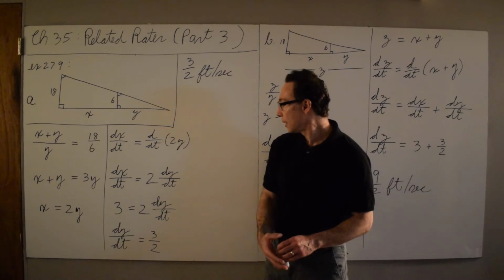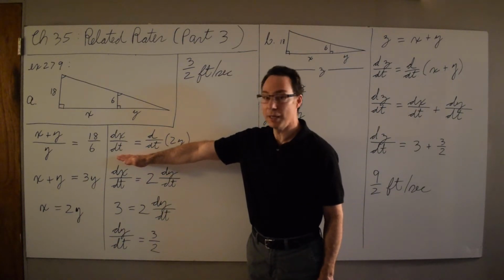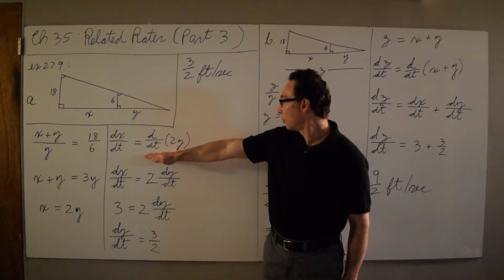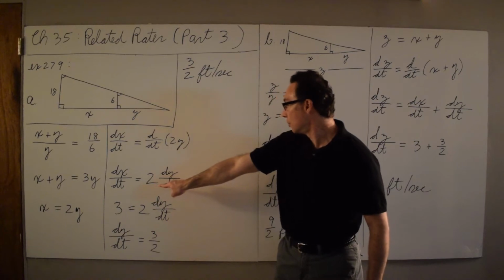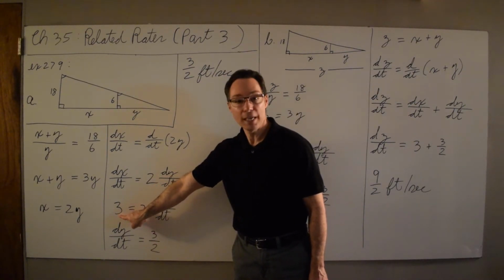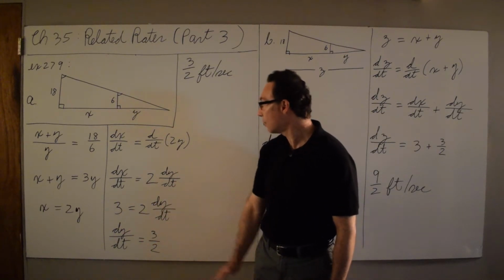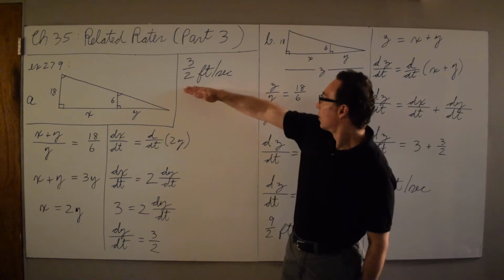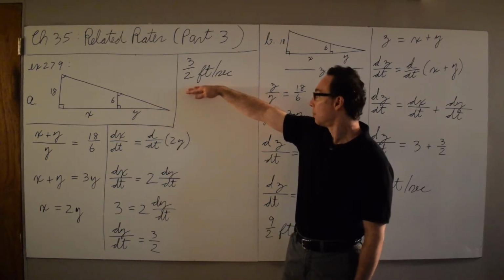So now we'll take the derivative with respect to time of both sides. So we have dx dt. The derivative with respect to time of 2y. So we have dx dt is 2 dy dt. We're given dx dt is 3. We're going to solve for dy dt. It's 3/2. So the length of his shadow is increasing at a rate of 3/2 feet per second.